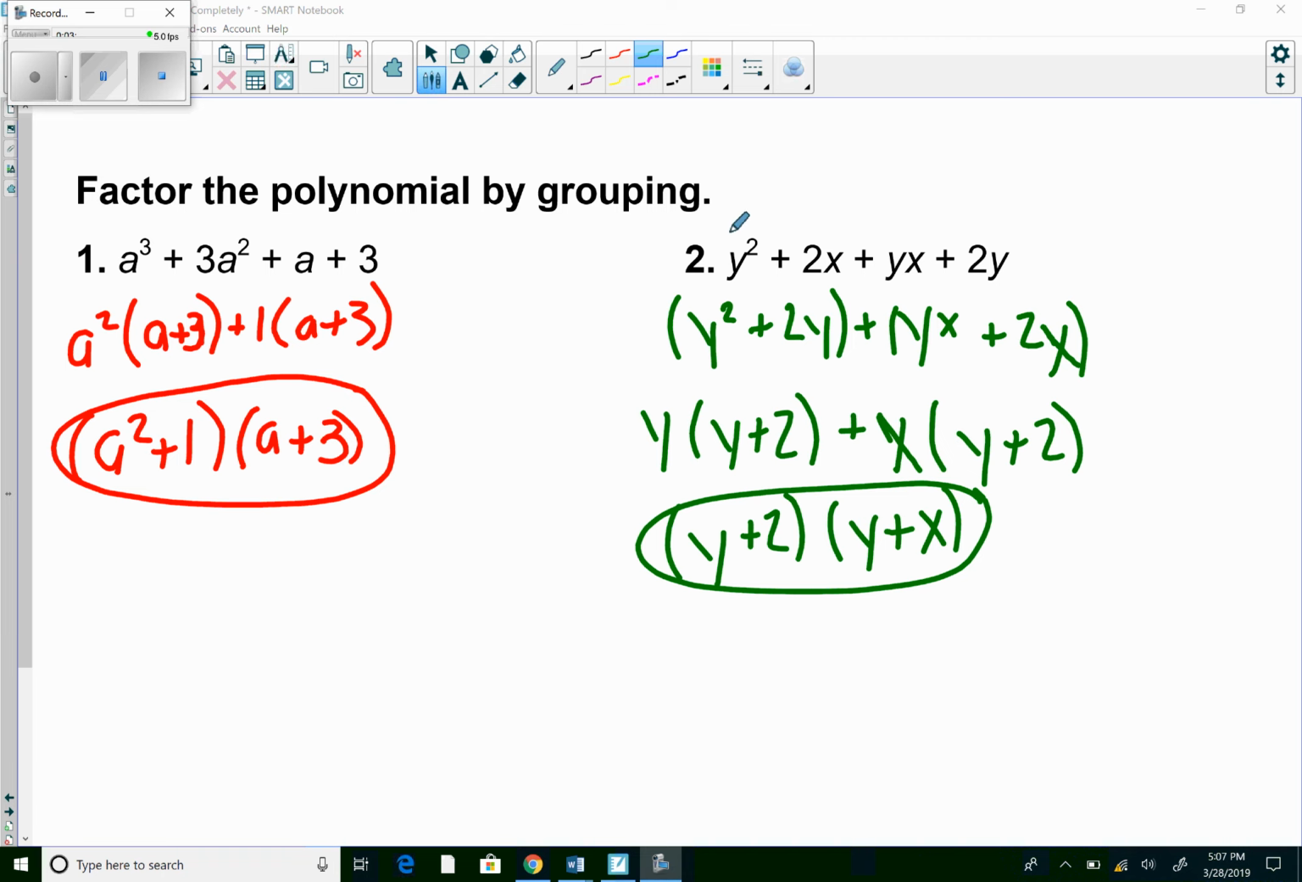In example 2, I went ahead and I rearranged. So I put y squared and 2y together, and then I put these middle two terms together. If you rearranged it so that you had the 2's together and then the y squared and the yx together, again, you're going to come up with the exact same answer.